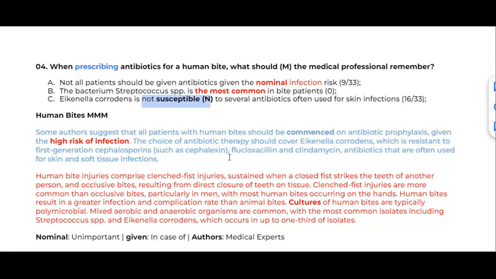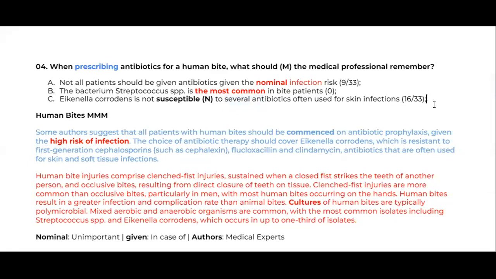Now one more thing. This is the area where I found the answer: resistant to first generation cephalosporins. Which means if there is a first generation, there can be a second generation also, and a third generation also. Understand the connection here. This is talking only about the first generation. What about the others? That is the reason why it is not susceptible to several antibiotics.